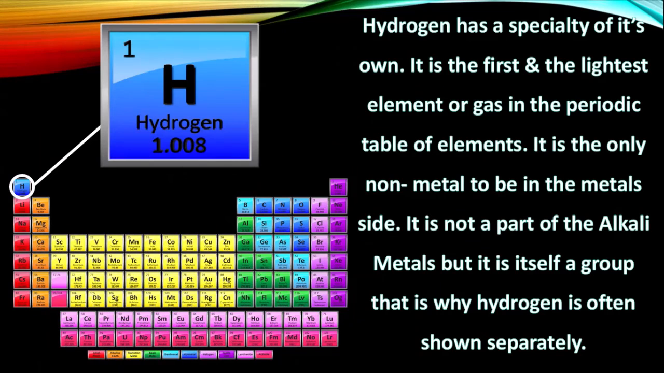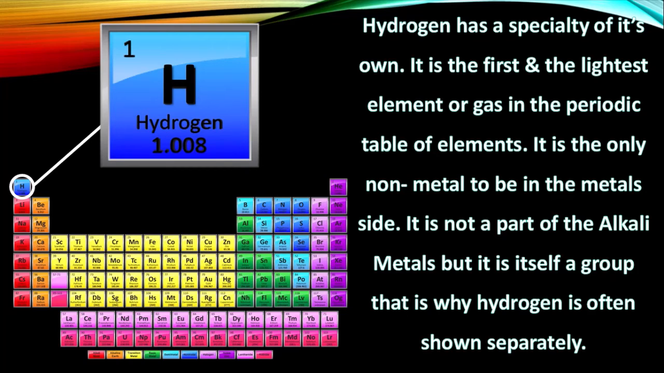Now, the specialty of hydrogen. Hydrogen has a specialty of its own. It is the first and the lightest element or gas in the periodic table of the elements. That is why its atomic number is 1. It is the only non-metal to be on the metal side. Even though it's a non-metal, it's present on the metal side, but it isn't a metal. Remember this, guys. It's a non-metal, even though it's on the side of the metals.